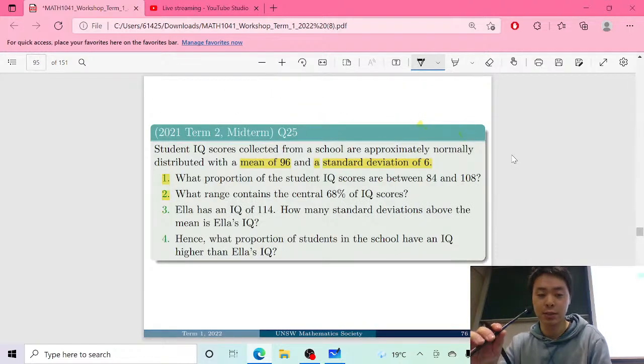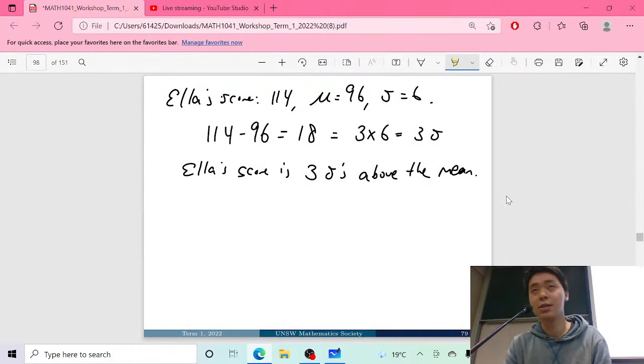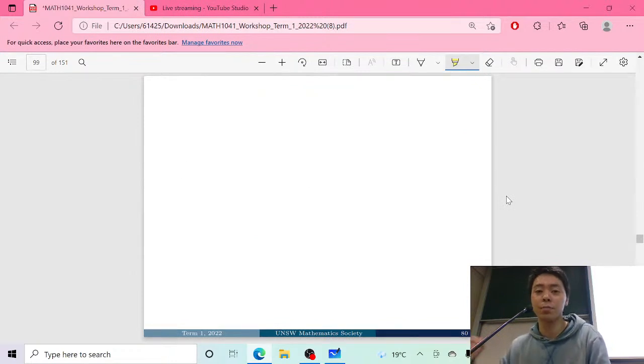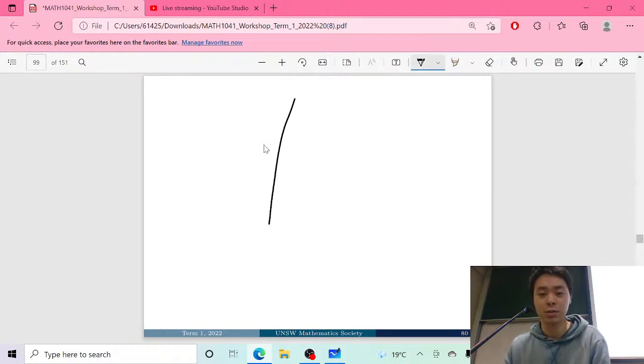And then last question. So this one is probably the harder question. All of the other 3 questions should be fairly straightforward. We basically want to find the proportion of students in the school that have an IQ higher than Ella's IQ. So let's think about this. In the previous question, we noticed that Ella's score was 3 standard deviations above the mean. So what you can do here is you can kind of draw it up. Oh my god, that's so bad.